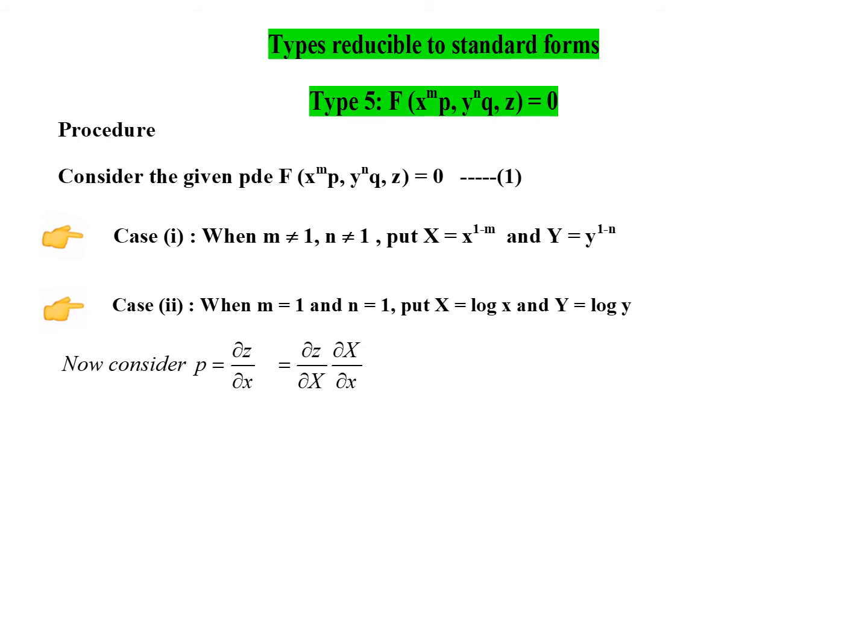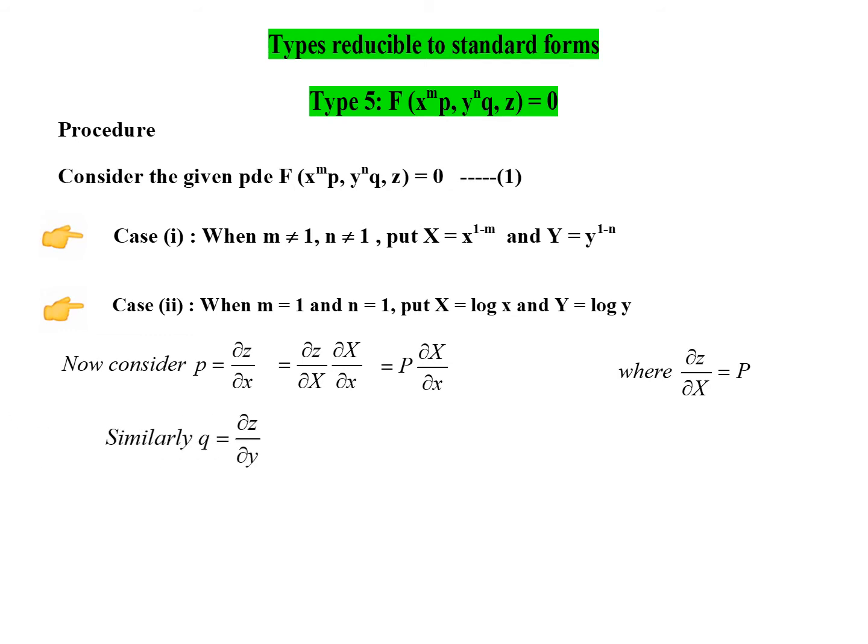First we need to differentiate small z with respect to capital X, and then differentiate that capital X with respect to small x. When you observe here, there is a dou z by dou capital X. Since it is very similar to p, but with capital X instead of small x, we are going to call that capital P, into dou capital X by dou small x. The same concept we continue for the variable y.